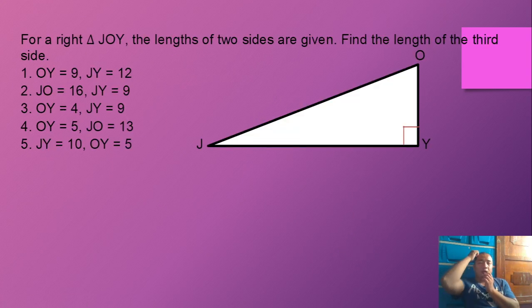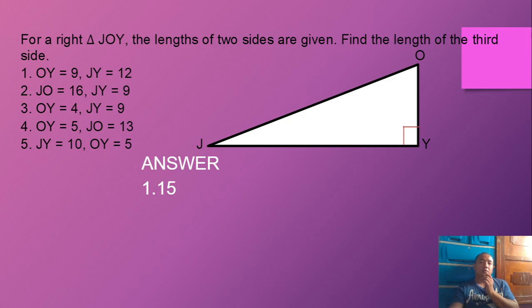Now, for a right triangle, the lengths of two sides are given. Find the length of the third side. To find the length of the third side, use the Pythagorean theorem. Number 1, OY is 9, JY is 12. What is OJ? We're trying to find the length of the hypotenuse. 81 plus 144 is equal to 225, so 15 is the answer.